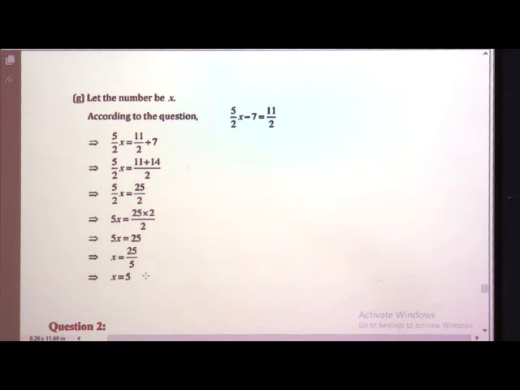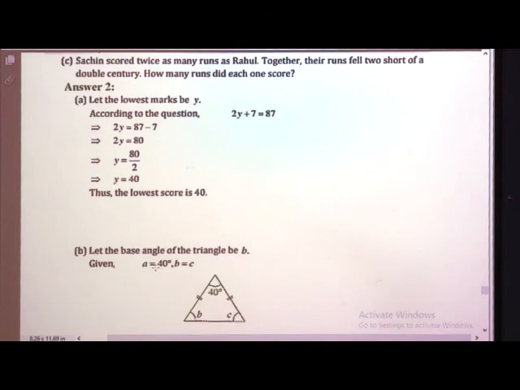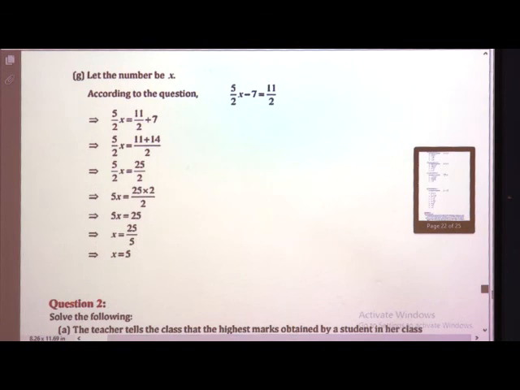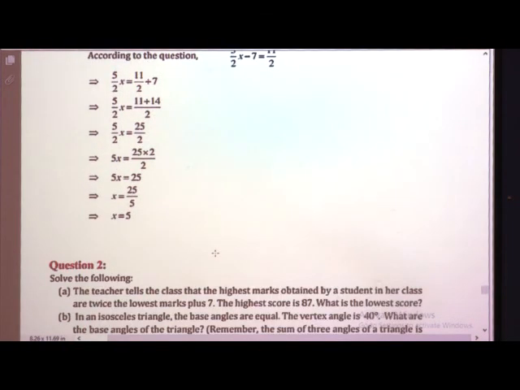In this way, we have tried to find a variable from the given statement. We wrote the first equation and tried to find the value of the variable. Now, we will see the second question. Solve the following. The teacher tells the class that the highest marks obtained by a student in her class are twice the lowest marks plus 7.